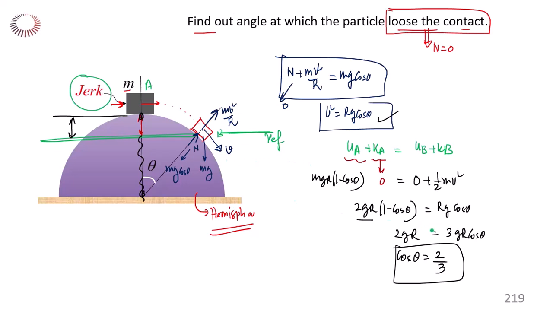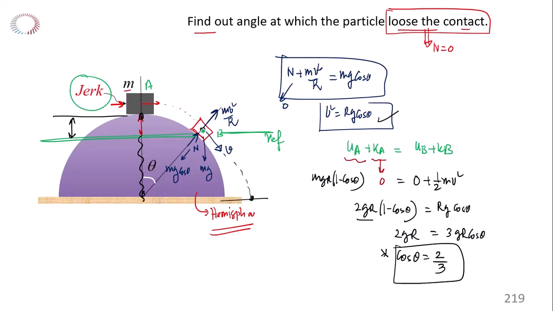Theta has to be measured from the vertical. At this point the particle will lose contact with the hemisphere, and that does not depend on the geometry of the sphere. Now, after losing contact, what happens? Again, the particle will perform projectile motion, because at point B the velocity is tangential to the path. So it will follow a projectile path and ultimately reach the ground over here.